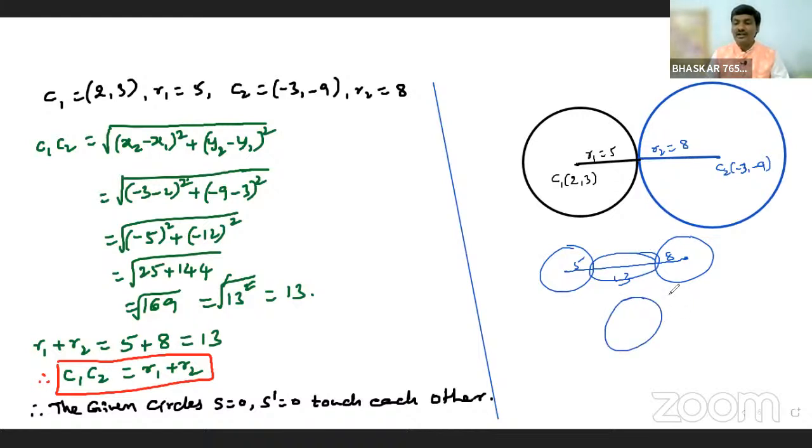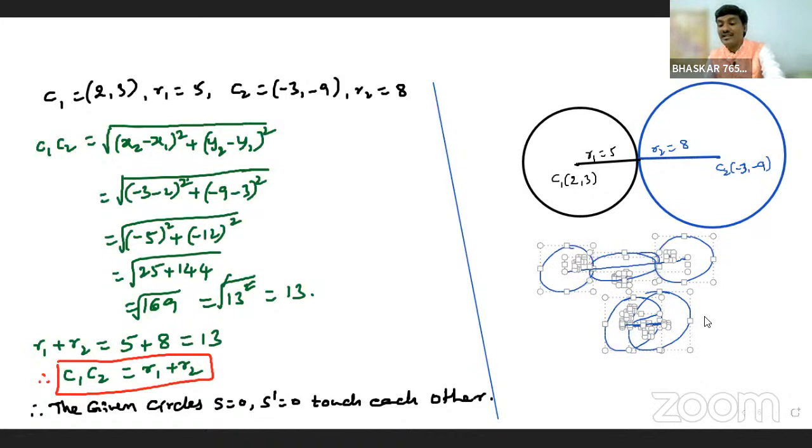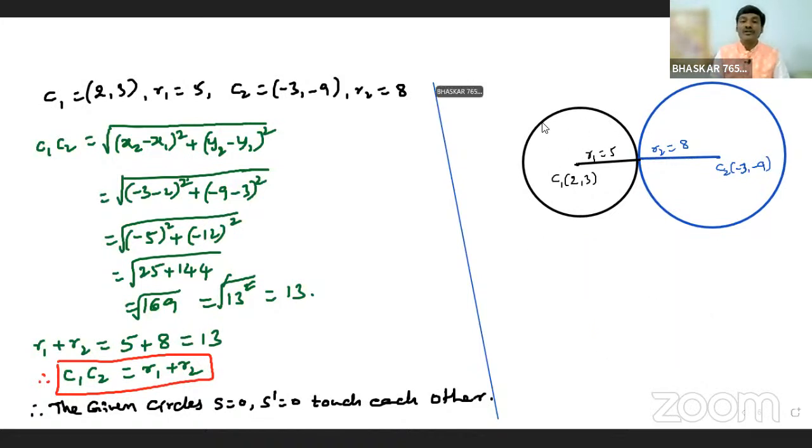If we take another case, where the two circles are intersecting here, this is 5 and this is 8. R1 plus R2 is 13, but the C1 C2 distance is less than 13. Why? Because we are getting the double distance here, one is overlapping the other. So here also they are not touching, they are intersecting. Whenever they touch, then only this condition is satisfied, that is C1 C2 is equal to R1 plus R2.